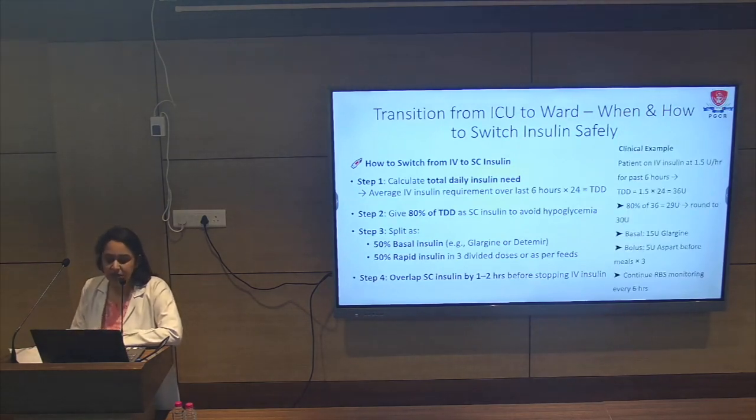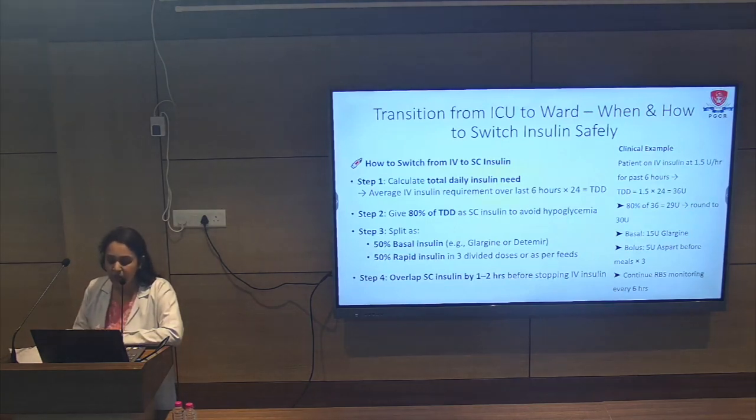Now, for example, suppose a patient has been on IV insulin at 1.5 units per hour for the past 6 hours. So the total daily dose will be 1.5 into 24, which comes to around 36 units. 80% of 36 units, around 29 to 30 units, is the total daily dose requirement. We give basal around 15 units of glargine and bolus of 5 units divided into 3 meals. We have to continue RBS monitoring every 6 hours.